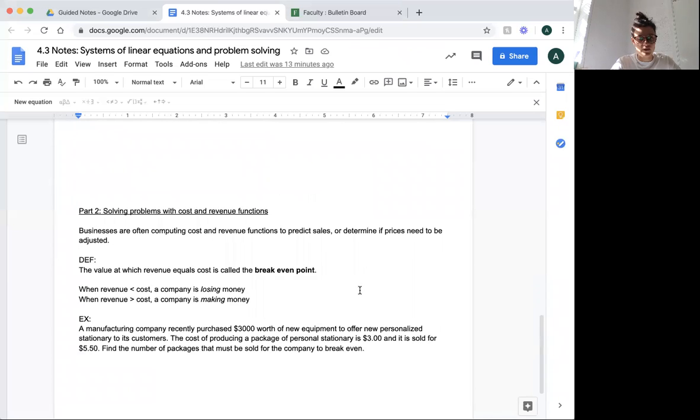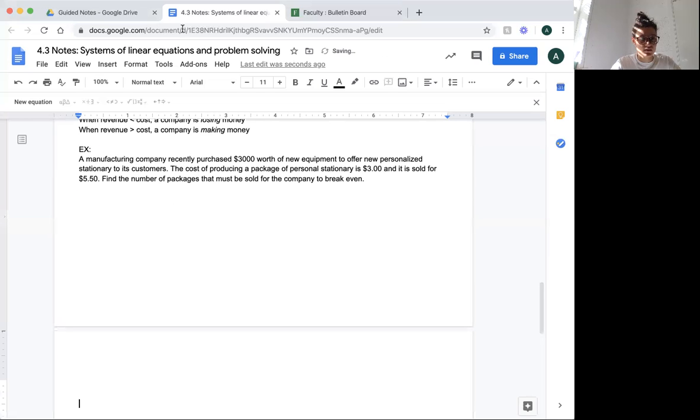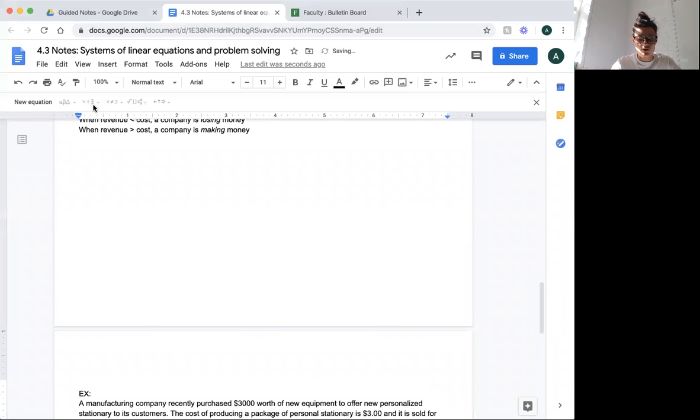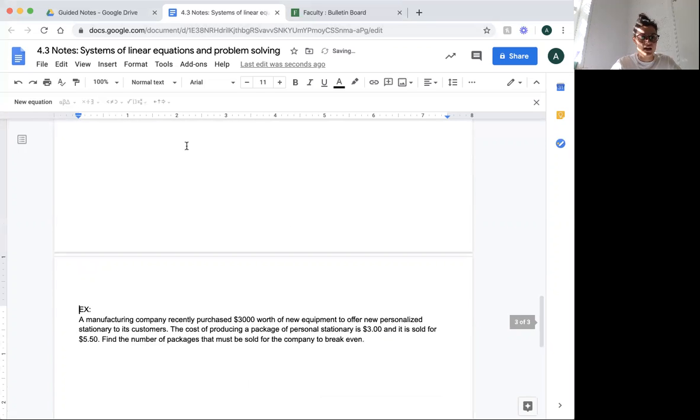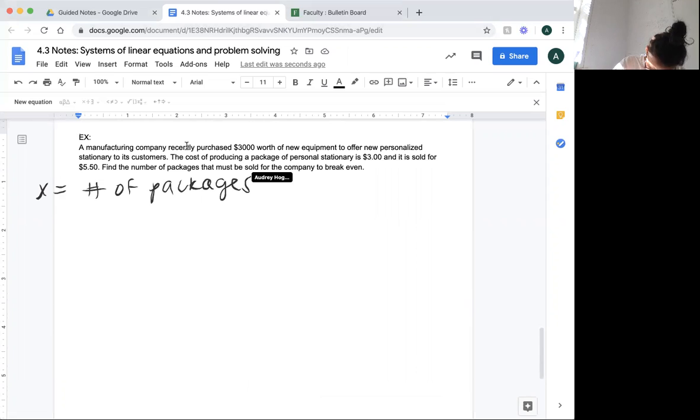So in order to solve this problem, first of all, we want to give ourselves a little bit more space. I'm going to actually just put this whole thing on a new page. Okay, so to solve this problem, we want to, again, do what we just did, and that is translate words into math, okay? So to model this problem, I'm going to go ahead and let x equal the number of packages of stationery.